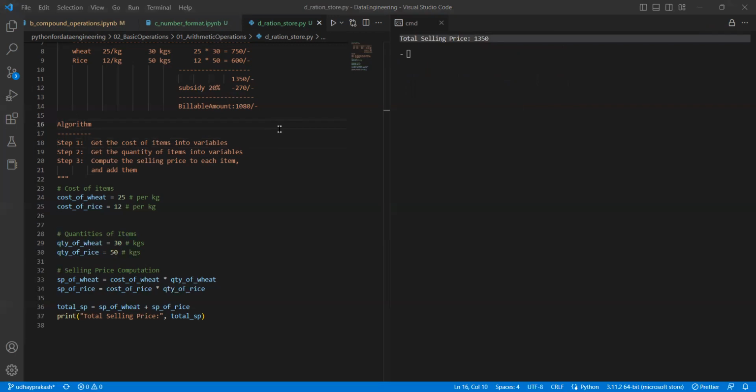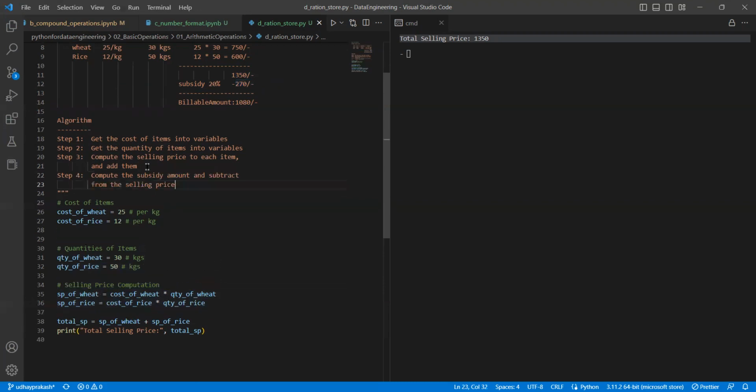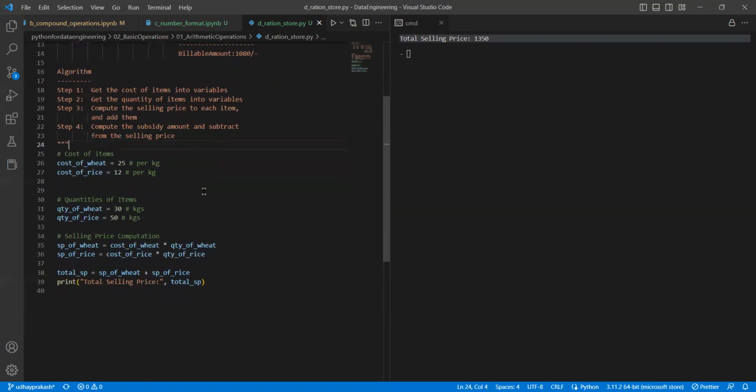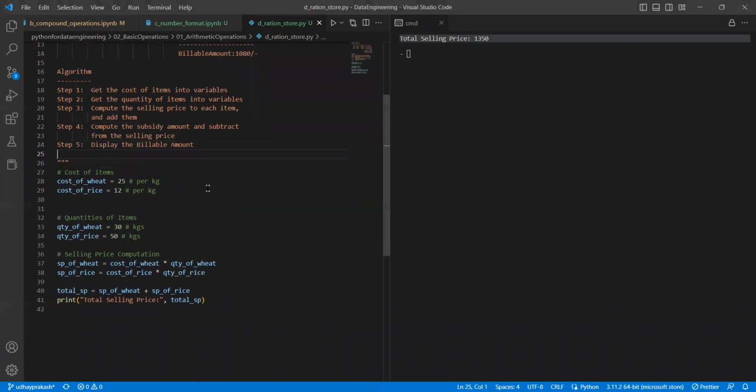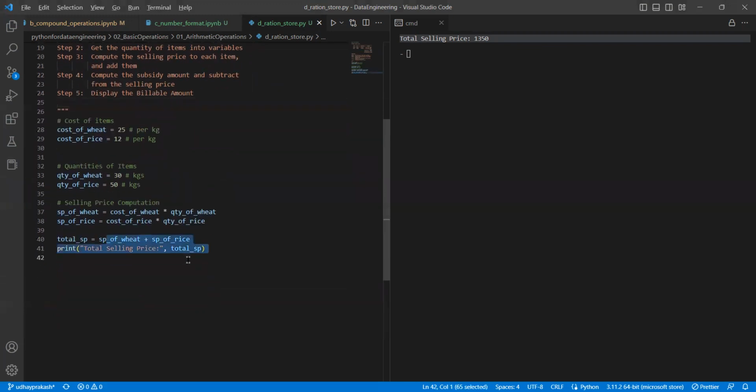Now, after this, what do we need to do? We need to calculate the percentage of subsidy. Subsidy is 20% of this amount. What is 20% of this amount? 270. We need to calculate that and then subtract it to get the final billing value. So compute the subsidy amount and subtract it from the selling price, and finally display the billing amount. These were the next two steps we need to execute. Now you see what I did: I got the total selling price.